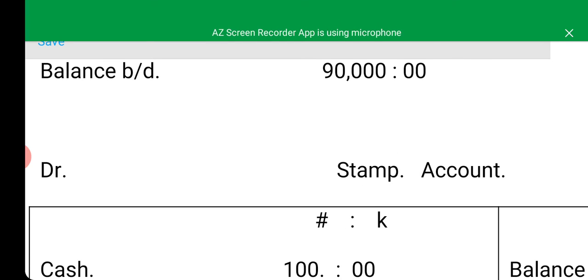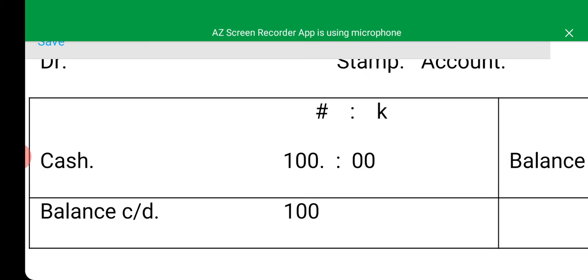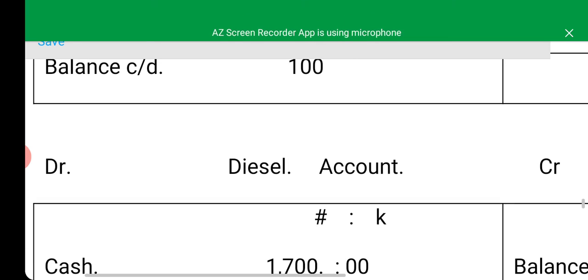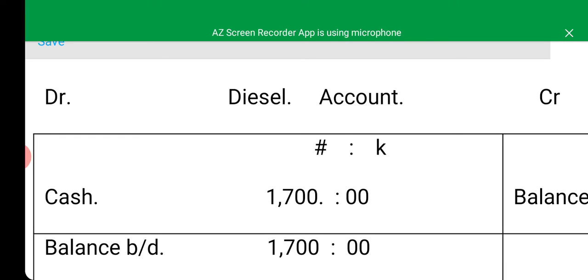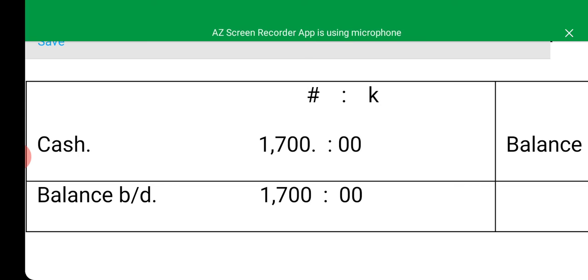The next item there is that of stamp. So it's going to be debited as well, being the corresponding debit entry from the cash book. So we have cash 100 naira, and this will be the balance carried down. We have the balance brought down. We open the ledger for diesel as well. It's going to be debited because we have the corresponding credit entry in the cash book as 17. This will be the balance carried down. Then we have the balance brought down.